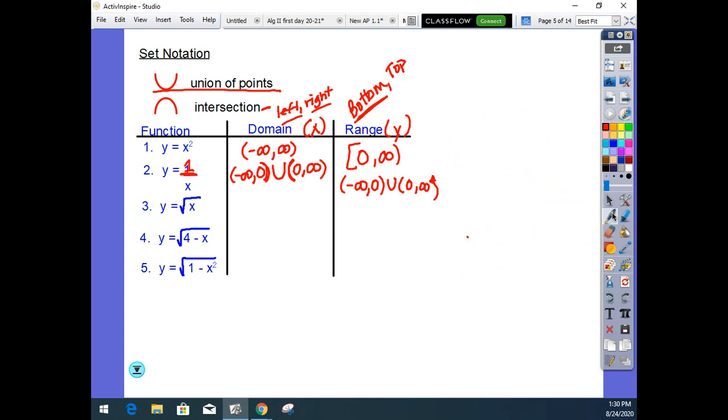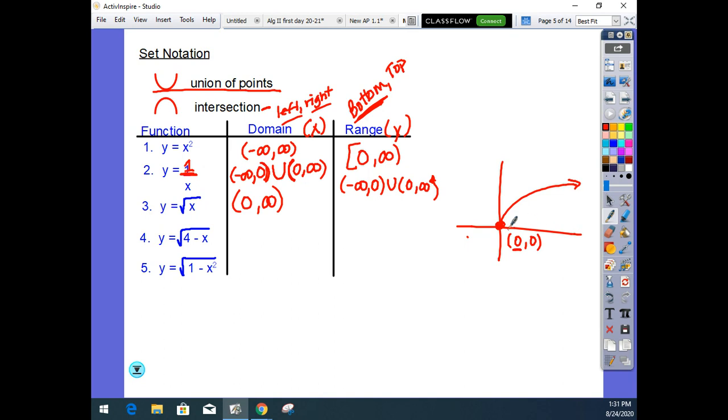This is the hardest page, I think. Square root of x. So your square root of x is just the top half of a sideways parabola. It starts at the point 0, 0. So when I look at the domain, left to right, what's the far left x coordinate? 0. How far to the right does it go? All the way. All the way is always infinity with a parenthesis. That's it.